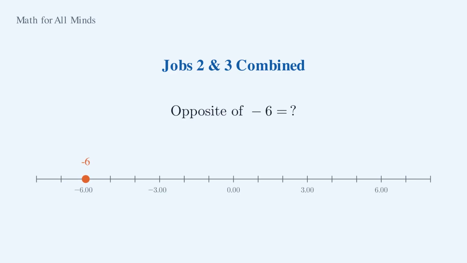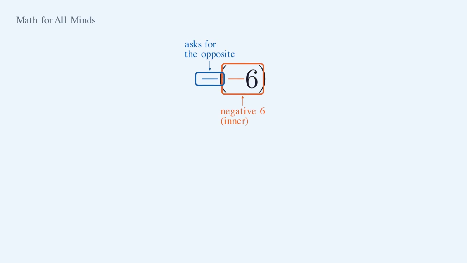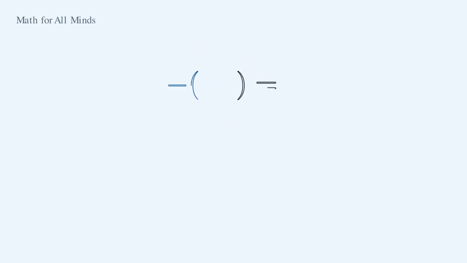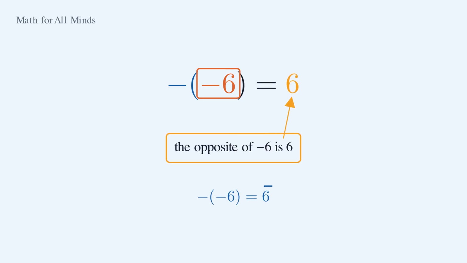Let's see jobs 2 and 3 combined. What is the opposite of -6? We write that as negative, open parenthesis, -6, close parenthesis. The inner minus sign makes it -6. The outer minus sign asks for the opposite. And the opposite of -6 is +6. So -(-6) equals 6.